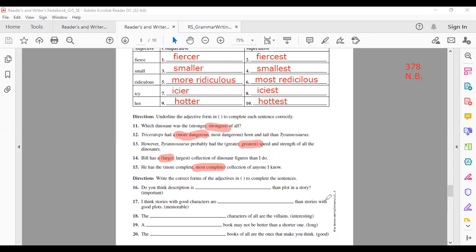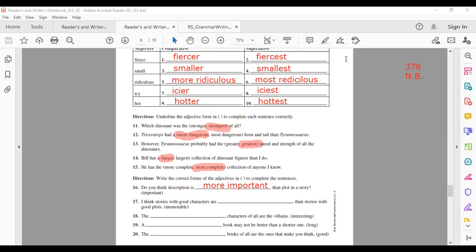Now, write the correct form of the adjective in the brackets to complete each sentence. Do you think description is than plot in a story important? Yes, I know. How to put important in this sentence? Mariana, can you help me? I want to put important. What should I put here to make it correct in this sentence? More important. Excellent job. So it will be more important because it's a long word.